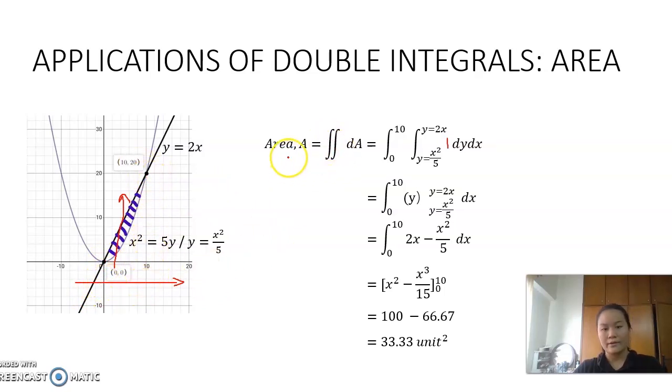So here we can find the area using the double integral. We will integrate the 1 here, so we will get y, and we substitute the equations in, and we will integrate another time with respect to dx. So we will get the area to be 33.33 units square. So this is the answer to the second question.